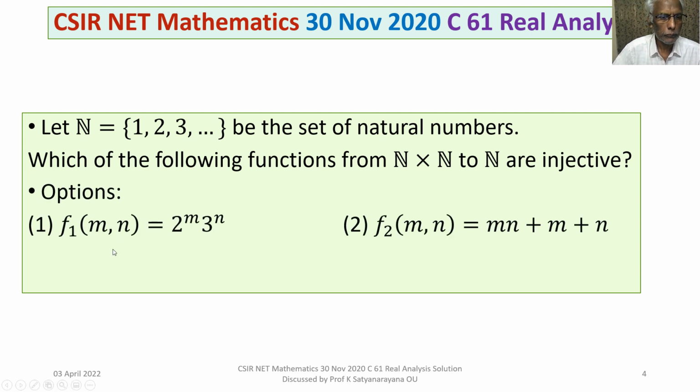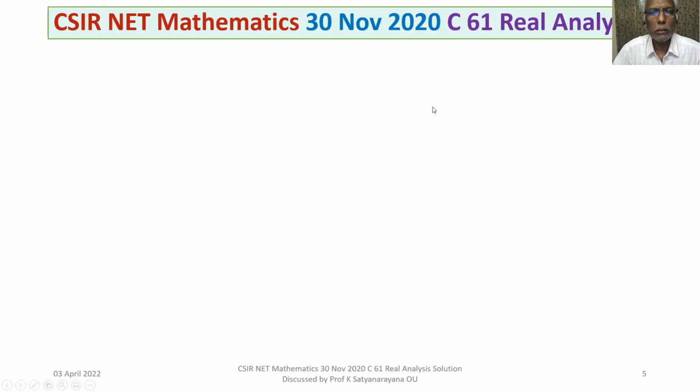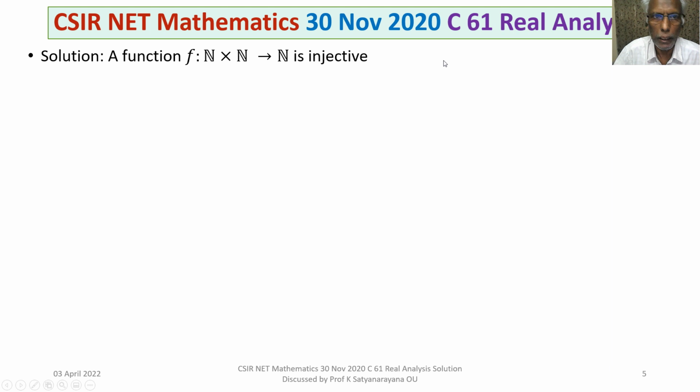Option 1, f1 of m comma n is equal to 2 power m into 3 power n. Option 2, f2 of m comma n is equal to mn plus m plus n. Option 3, f3 of m comma n is equal to m square plus n cube. Option 4, f4 of m comma n is equal to m square into n cube. We will now discuss the solution of the problem in detail.